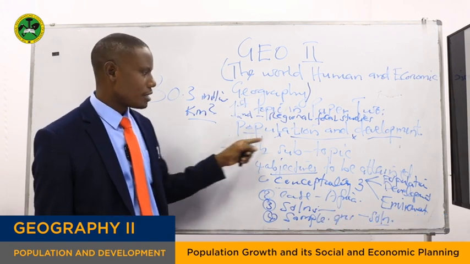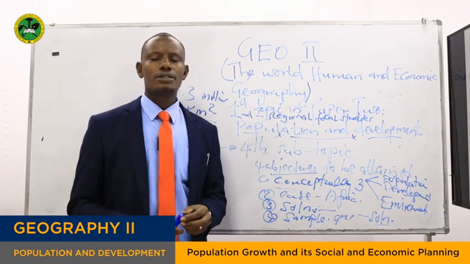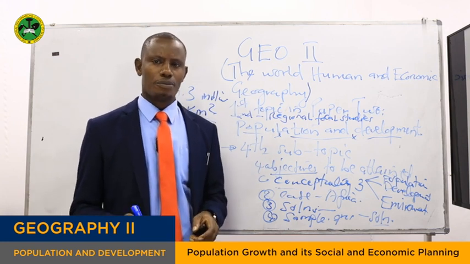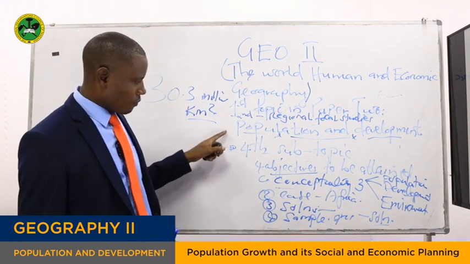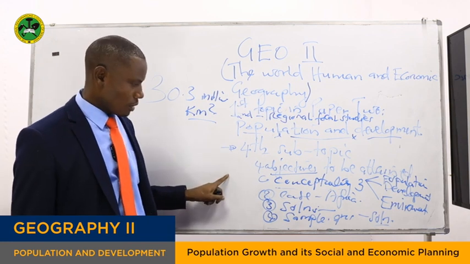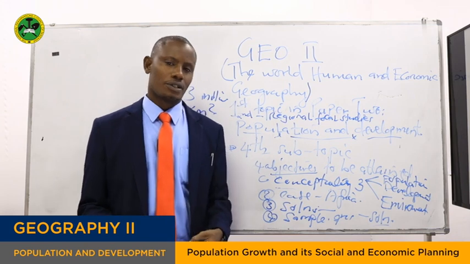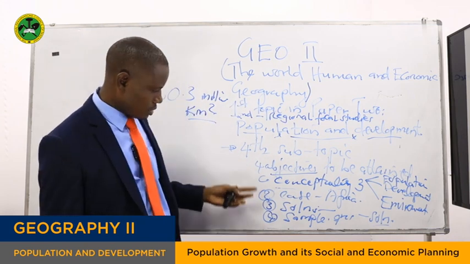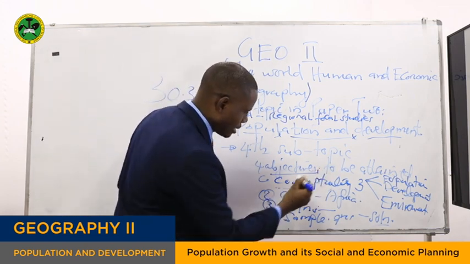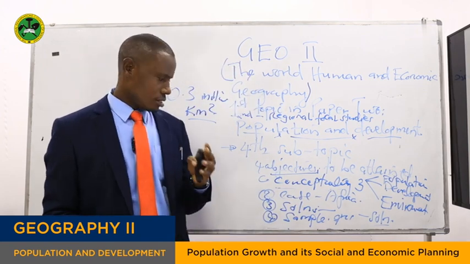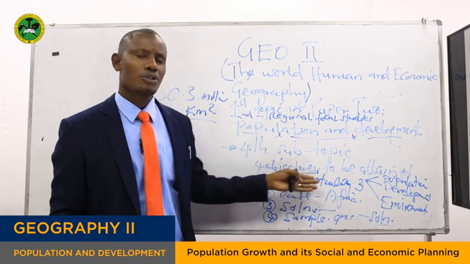It's all about population development, and we are targeting the fourth subtopic, which is population growth and social and economic planning. For that particular subtopic, we will have some issues that we're supposed to achieve at the end of these lessons. According to the objectives targeted for today's revision, the first one is conceptualizations.